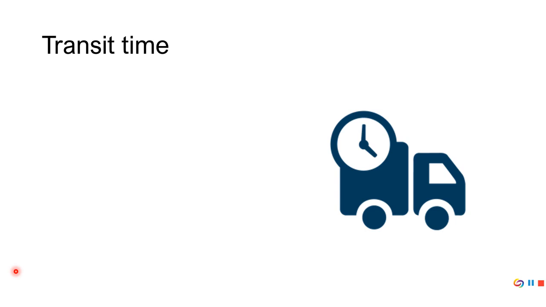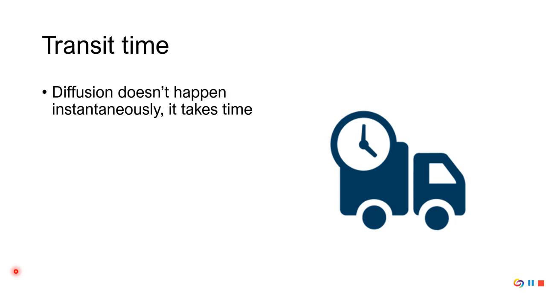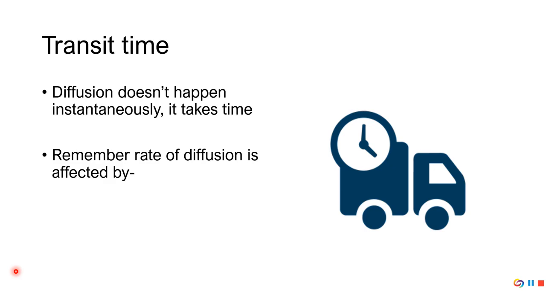So to start off, we've got transit time. Like I said, diffusion doesn't happen instantaneously. It takes time. Not a lot of time, but it takes time. And the rate of diffusion, so the speed that this happens, is affected by solubility, which is constant for a gas, the thickness or distance that the gas has to travel, the gradient, and then the surface area.